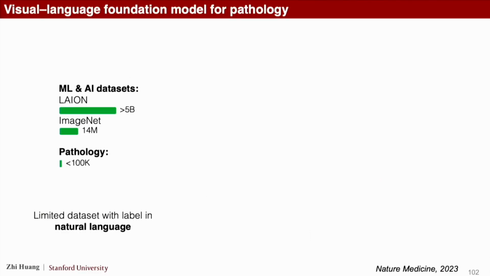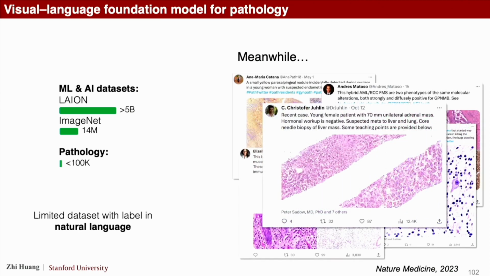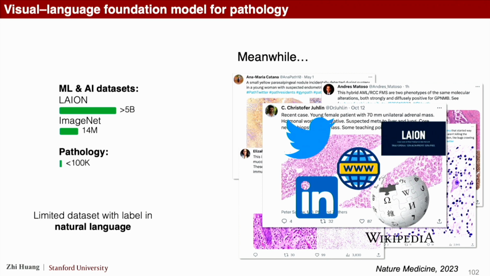So machine learning needs data, but compared to other machine learning and AI data sets, which typically have millions or even billions of data, computational pathology faces a barrier: we have a limited number of annotated data sets, especially with natural language description. But at the same time, there is a tremendous amount of knowledge shared by thousands of clinicians over public forums, such as medical Twitter.